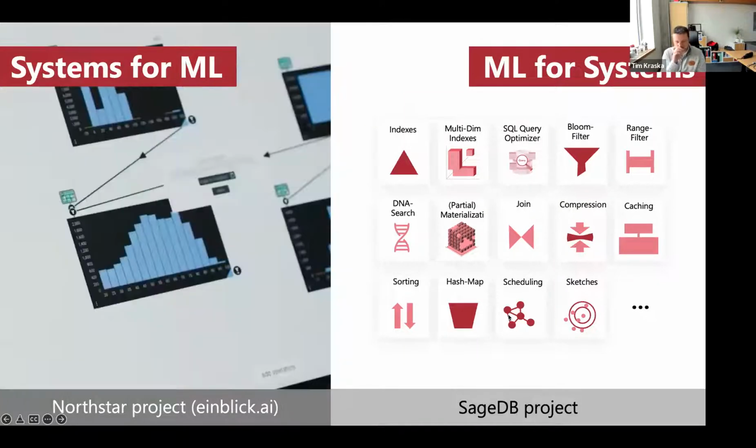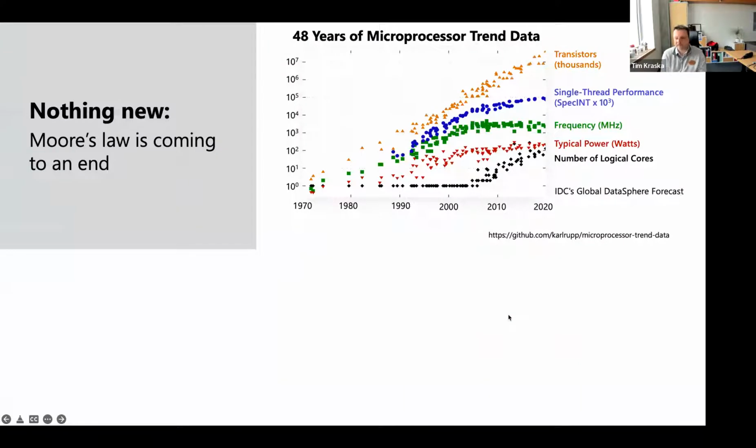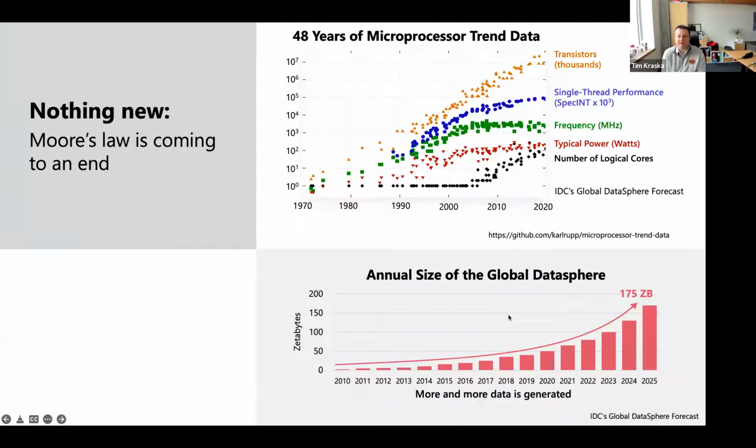So why are we doing that? Essentially, this whole area is based on two facts. On one hand, Moore's law is coming to an end. This shouldn't be anything new. A bunch of people have already talked about it for years, but it's becoming a reality. The speed of processors is not improving anymore at the same pace as it used to. At the same time, data is increasing much faster than ever before, and we now see zettabytes of data produced almost every single year.